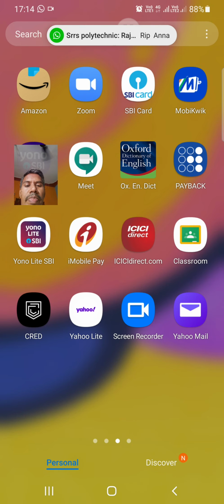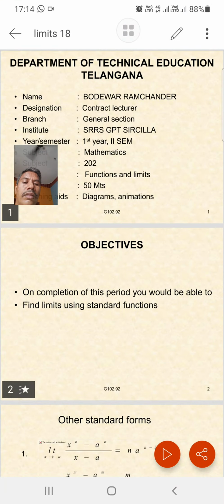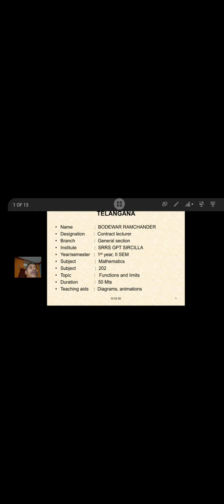Dear students, in the previous class we discussed limits and their properties, formulas, and rules. Today we will learn some more details and we'll do some problems on limits.